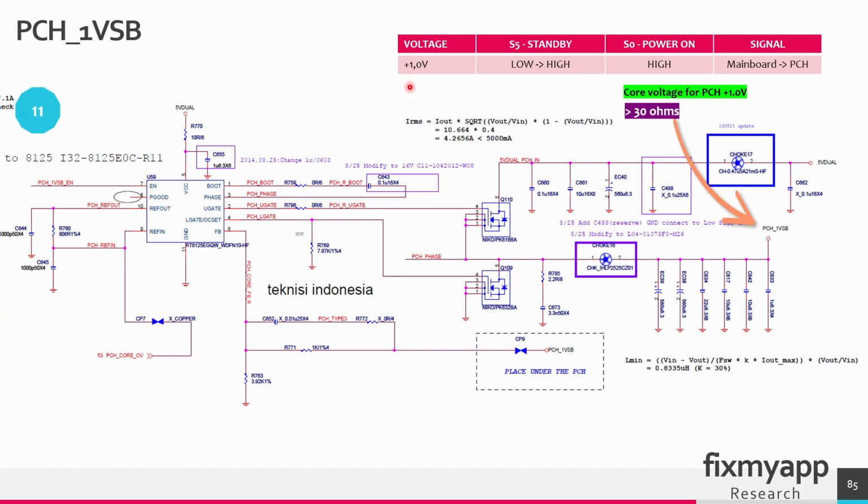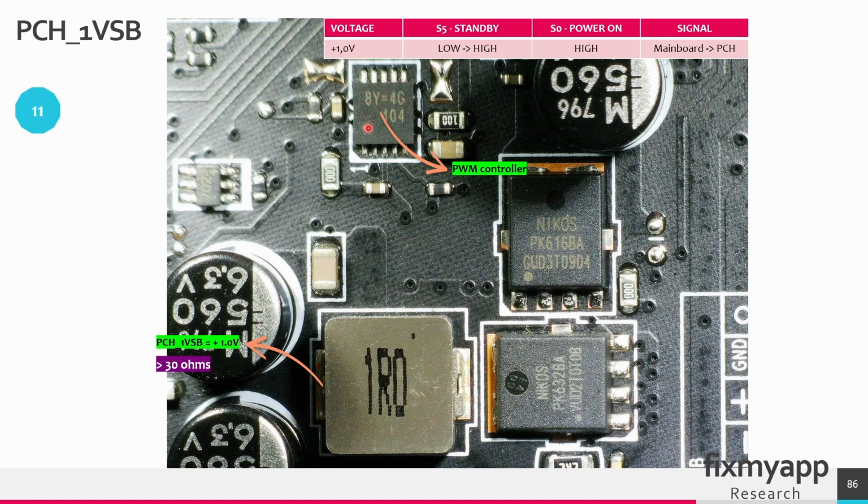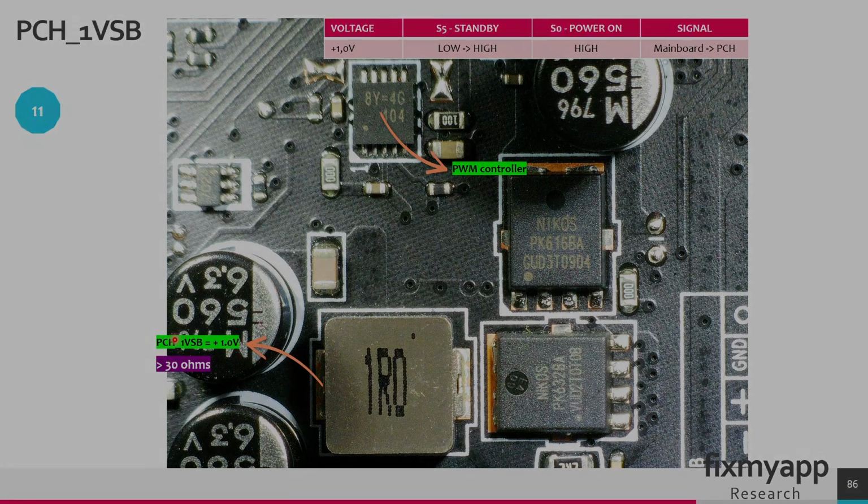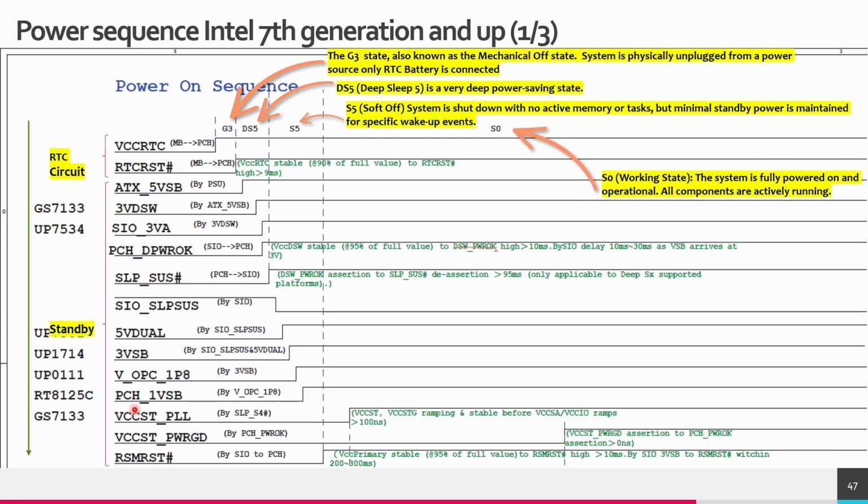So to summarize, we have to create 1V. In the standby state, it will go from 0V to 1V, and in the power on state, it remains high. The signal is created on the mainboard and it will go to the PCH. Power supply for this chip comes from the 5V, so this 5V can be the 5V standby voltage, and from the ATX power supply when the power supply is turned on. So this is the PWM controller, also known as the buck boost converter. It will drive the high side and the low side MOSFET, and at the output you can find the 1V for the PCH chip.